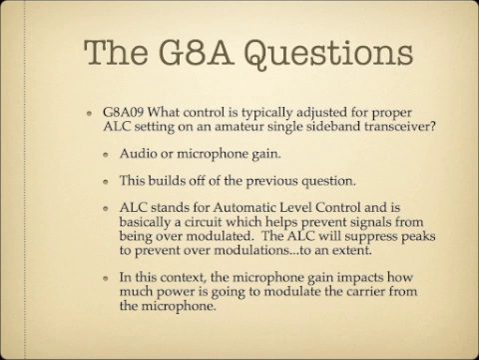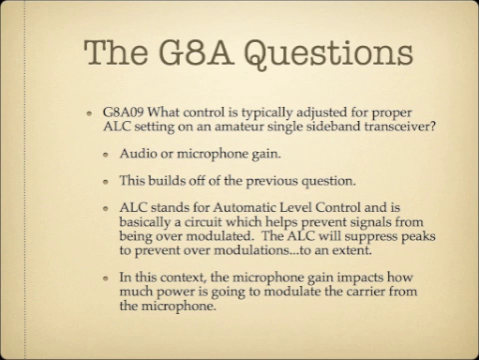What control is typically adjusted for proper ALC setting on an amateur single sideband transceiver? And the answer is audio or microphone gain. And this builds off the previous question when we're talking about overmodulation. So the ALC stands for automatic level control and is basically a circuit which helps prevent signals from becoming overmodulated. The ALC will suppress peaks to prevent overmodulation to an extent.